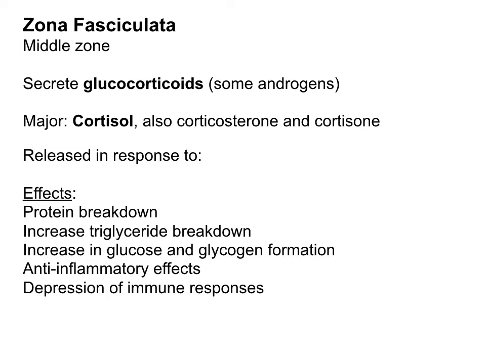Now, these hormones are also going to impact your liver, and with the liver, they're going to tell the liver to start increasing glucose production. So the liver is told to take things that are non-carbohydrate, so things like amino acids and lactic acid, and convert it into glucose. In addition, your liver is told to increase glycogen formation.